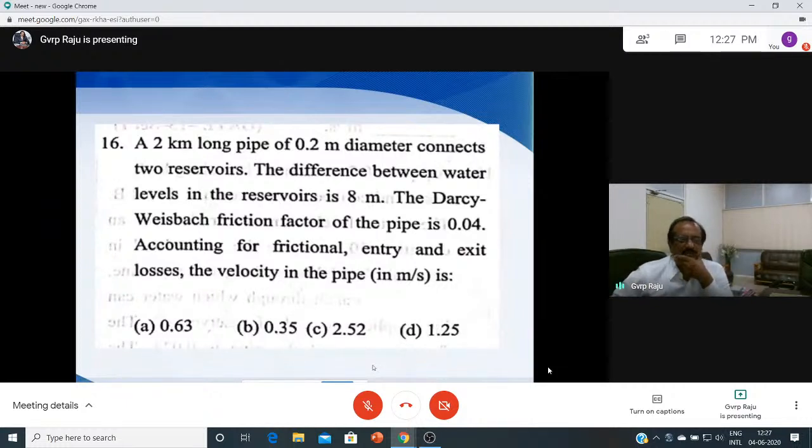A 2 km long pipe of 0.2 meters diameter connects two reservoirs. The difference between water levels in the reservoirs is 8 meters and the friction factor of the pipe is 0.04. Accounting for friction, entry and exit losses, find the velocity in the pipe.